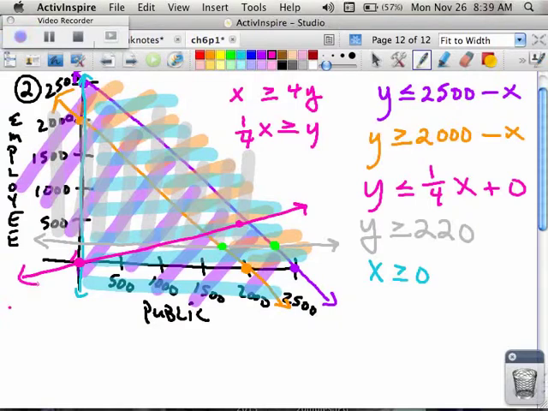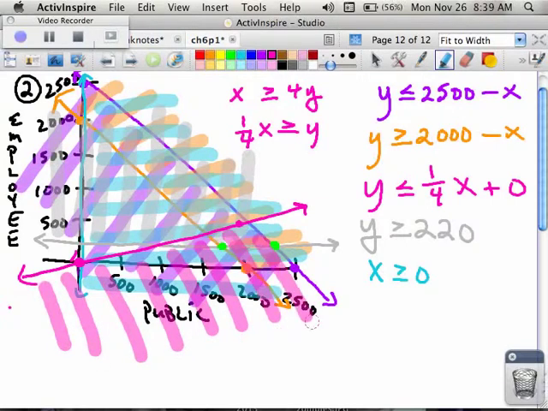And what I'm looking at is shading all of the stuff that is less than or equal to that line, which means that when I shade, I want to be below it. And our feasible region is the overlapping of all of those places. So what we're talking about is the region that's in between the orange and the purple, the pink and the gray. So that means that I'm talking about the region in this quadrilateral that is green.